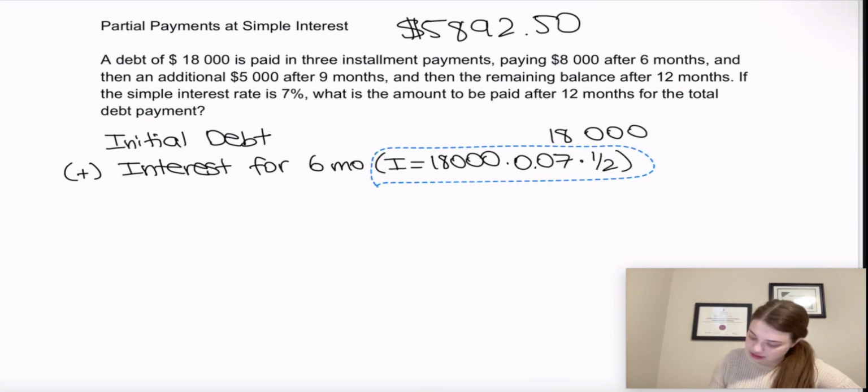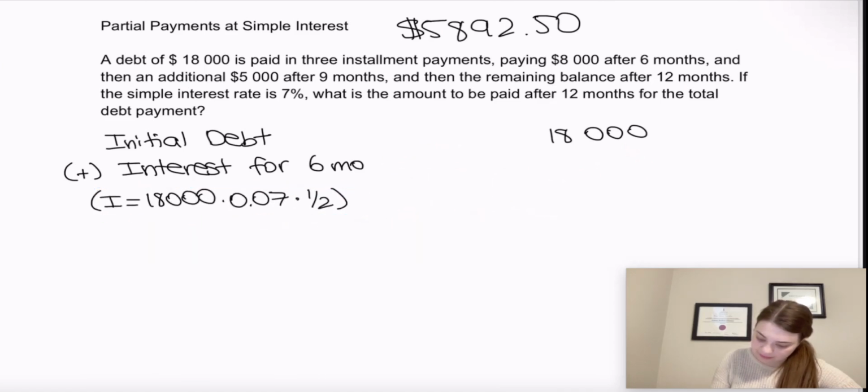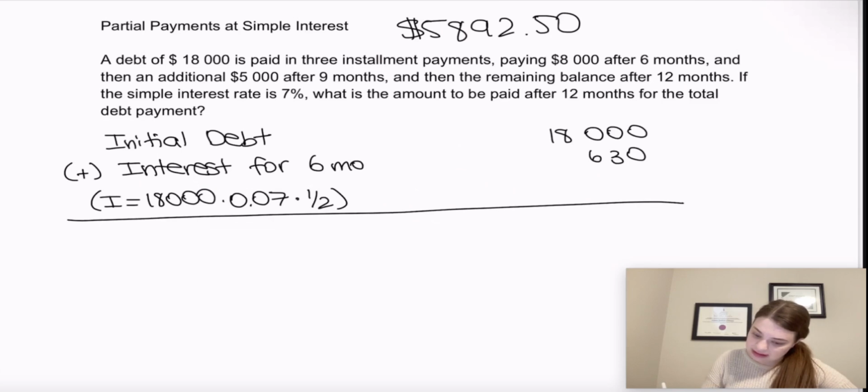Actually, I'm going to move this just down here. There we go. Great. And that is equal to 18,000 times 0.07 divided by 2, or times a half, same thing. Okay, so the interest for the first 6 months is $630. So that's what I'm going to write on line 2, $630. So overall, the total debt that we have after 6 months before we make the payment is $18,630.